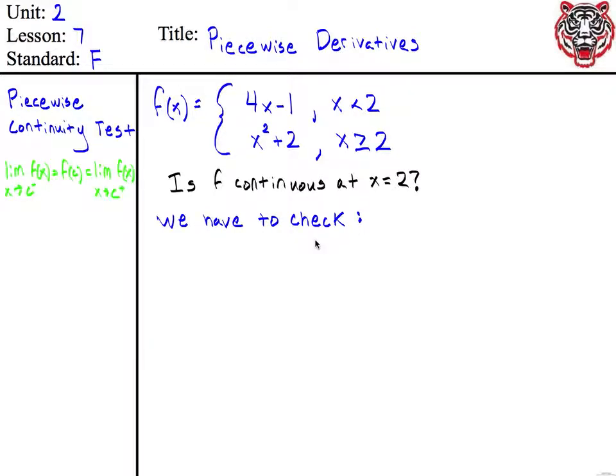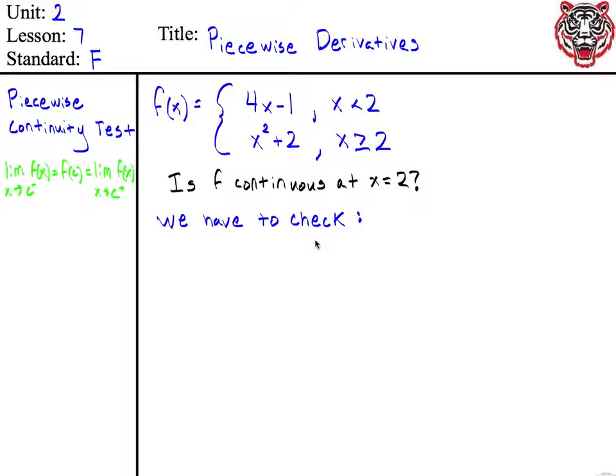All right, this is going to be lesson 2-7, and we are on piecewise derivatives. We are on standard F, girls. Standard F is what? Basic derivatives. We're going into advanced derivatives tomorrow. We only have two different standards in this unit, basic derivatives and advanced derivatives. So thank you, Sophia. You got the standard right.